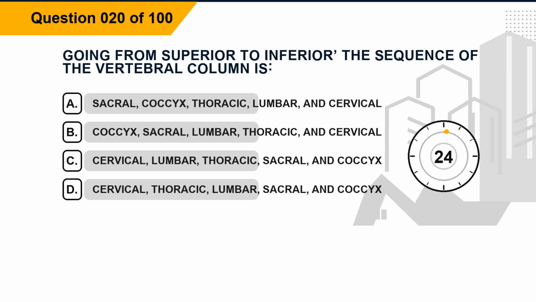Question 20. Going from superior to inferior, the sequence of the vertebral column is: Option A, sacral, coccyx, thoracic, lumbar, and cervical. Option B, coccyx, sacral, lumbar, thoracic, and cervical. Option C, cervical, lumbar, thoracic, sacral, and coccyx. Option D, cervical, thoracic, lumbar, sacral, and coccyx.